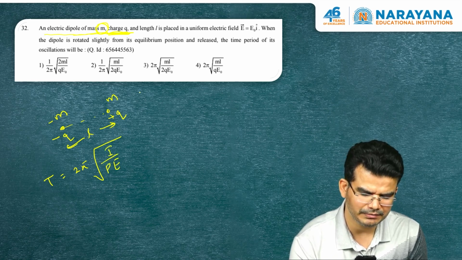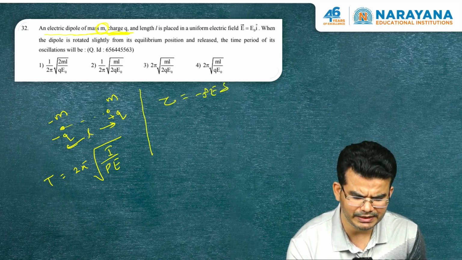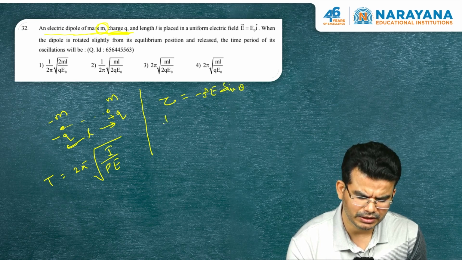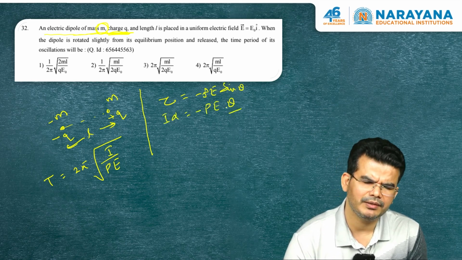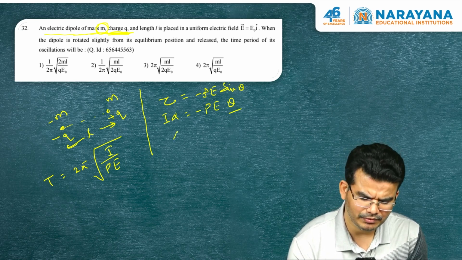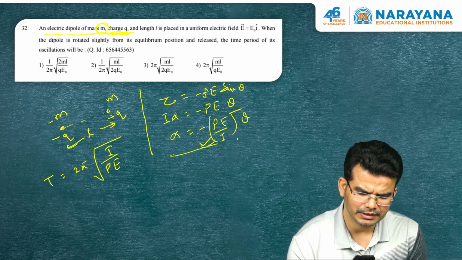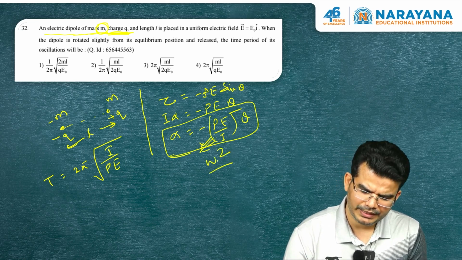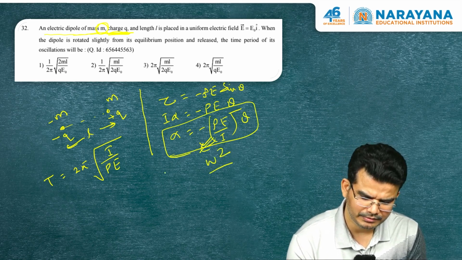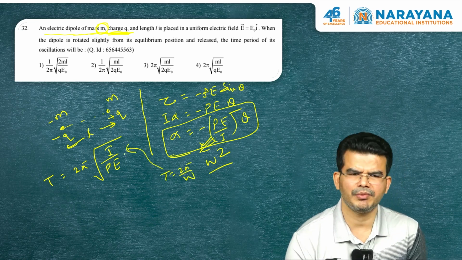How do we get this? This can be easily derived. Torque equal to minus pE sin theta, very basic. Torque equal to I alpha equal to minus pE sin theta, which will be theta for small angle, and from here alpha equal to minus pE by I theta. This is an SHM equation and pE by I is your omega square. So, time period is 2 pi by omega, and that is what I have written here. Directly you can remember the formula, there is no issue.